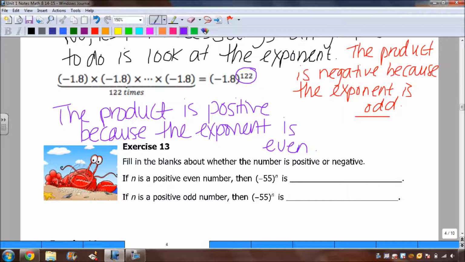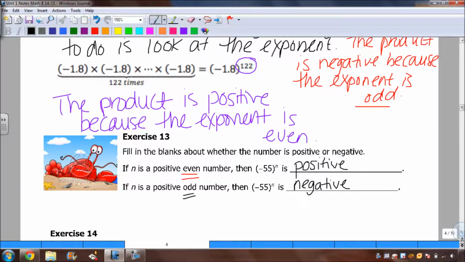All right, if n is a positive even number, then negative 55 to the nth power is going to be what kind of a number? Well, if it's even, each negative 55 will have a partner to balance out to become positive, so the answer is positive. Okay? If n is an odd number, a positive odd number, then negative 55 to the nth power is negative. All right, hopefully all of that makes sense to you guys.